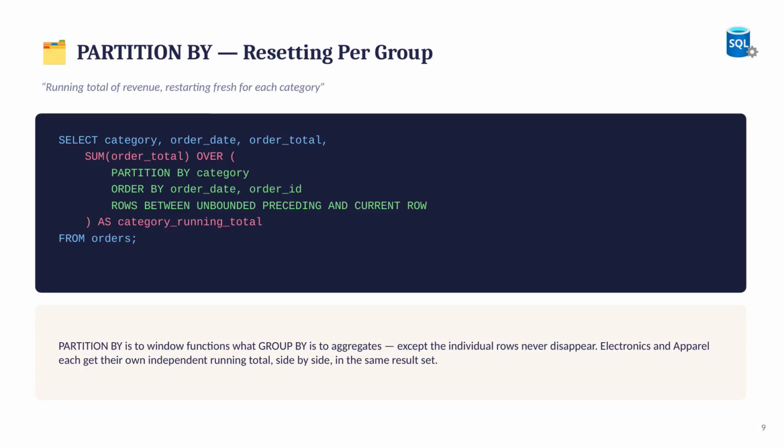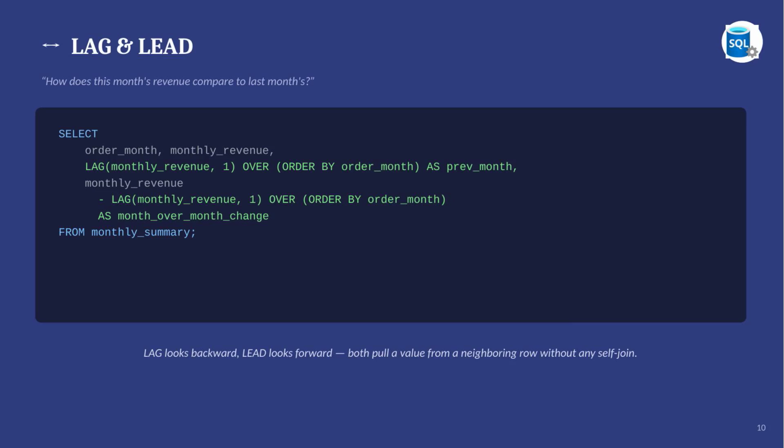set, with nothing collapsed. LAG and lead solve a different, very common problem, comparing a row to its neighbor. How does this month's revenue compare to last month's? LAG of monthly revenue, with an offset of 1, ordered by order month, pulls the previous row's value directly into the current row, no self-join required at all. Subtract that from the current month, and you've got your month-over-month change in a single pass over the data. LAG looks backward, lead looks forward, and both just pull a value from a neighboring row.